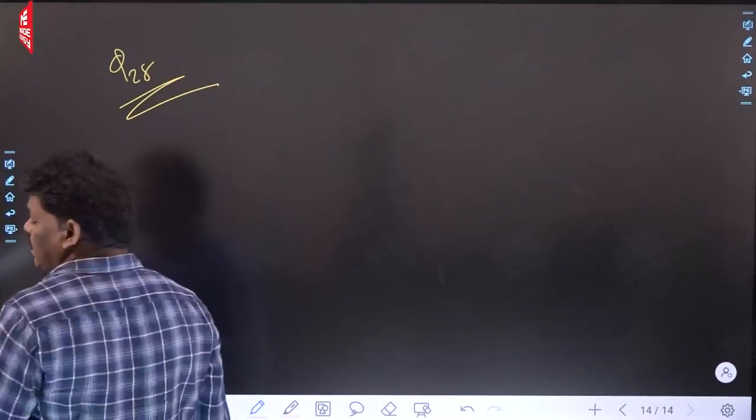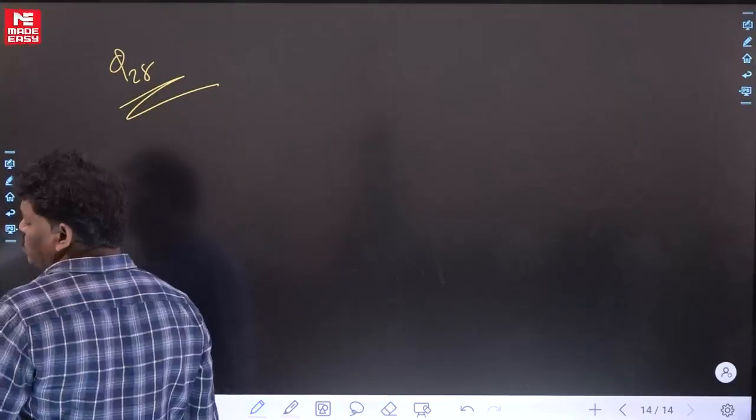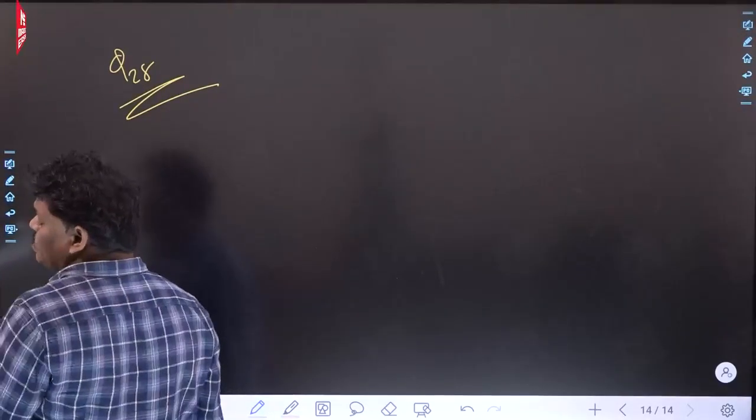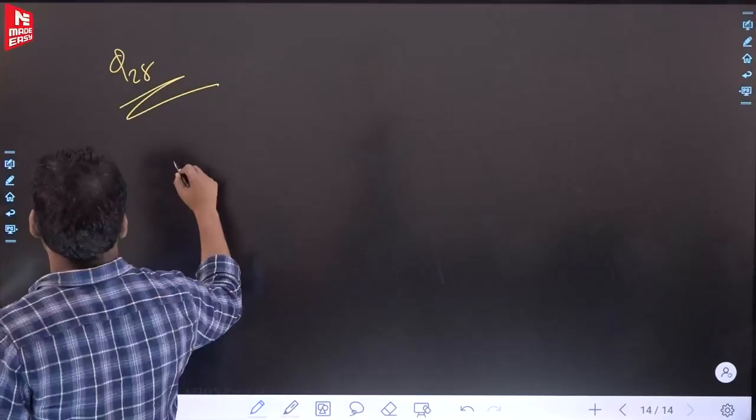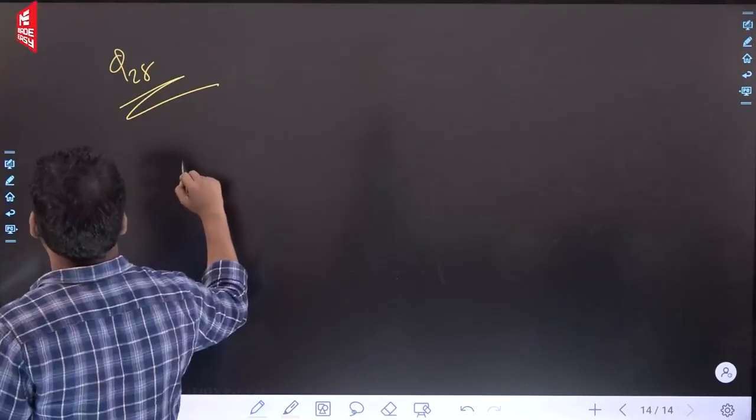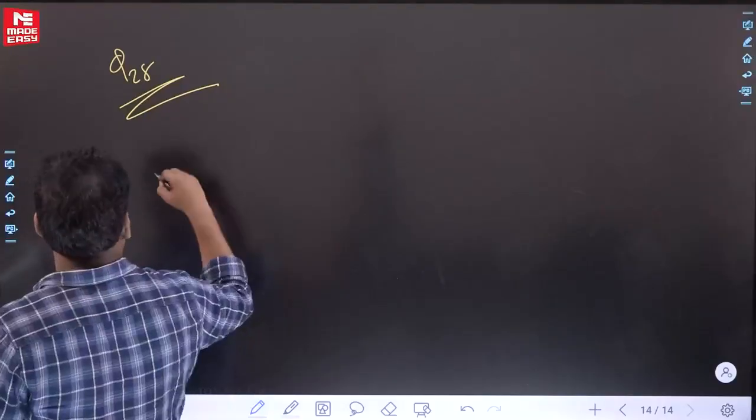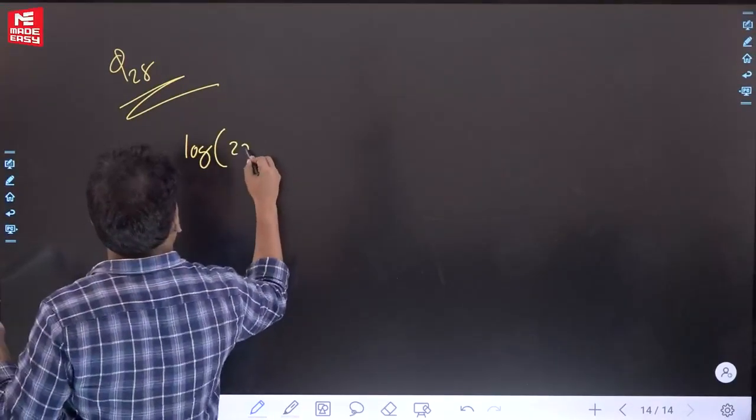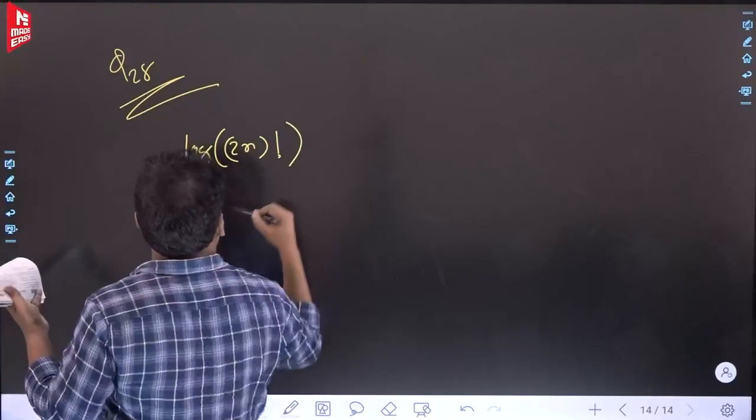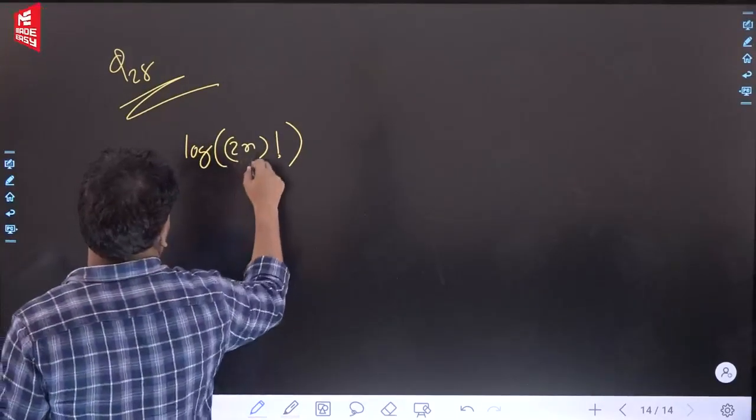The worst case time complexity to search for an element in a balanced binary search tree. Everyone knows, in a balanced binary search tree, insertion will take log n, deletion will take log n, and searching also will take log n. For n elements, log n. Here how many elements are there? 2n factorial elements are there.